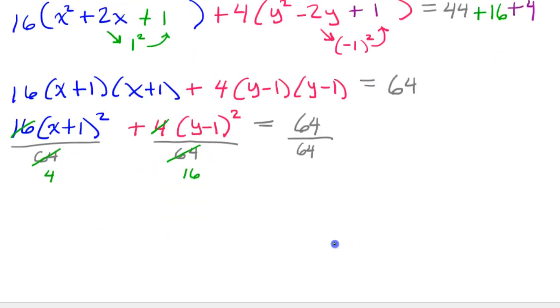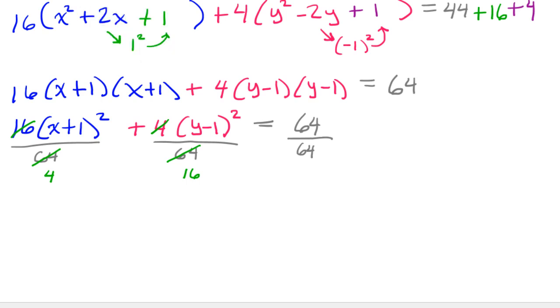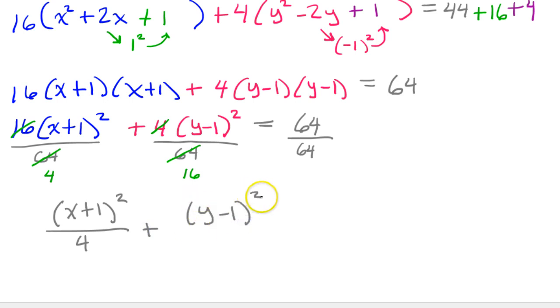All right, so that means the equation is going to be x plus 1 squared over 4 plus y minus 1 squared over 16. Of course, equal to 1.